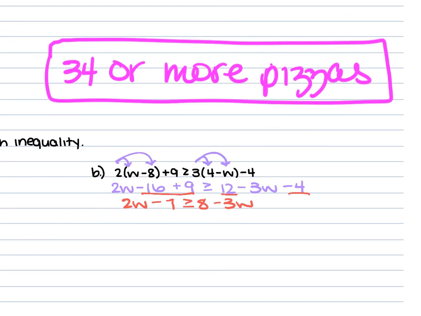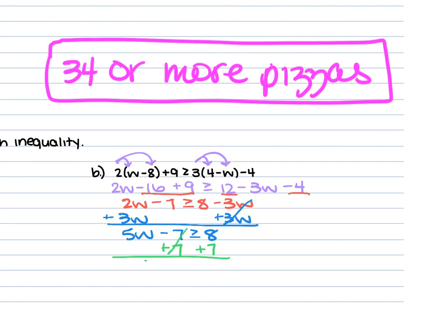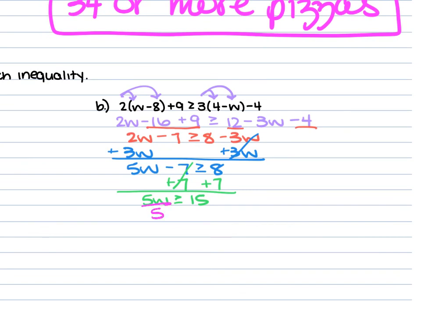Again, you want your w's together, so we're going to move this 3w over so that way we're working with a positive w, and we're going to get 5w minus 7 is greater than or equal to 8. From here, move the 7 over, add it to both sides. We're going to get 5w is greater than or equal to 15, and then we're going to divide each side by 5 to get w by itself. We have w is greater than or equal to 3. So on our number line, we're going to have 2, 3, and 4. We're going to have a closed circle on 3. Our line points to the right because our inequality sign points to the right when our variable comes first in our inequality.